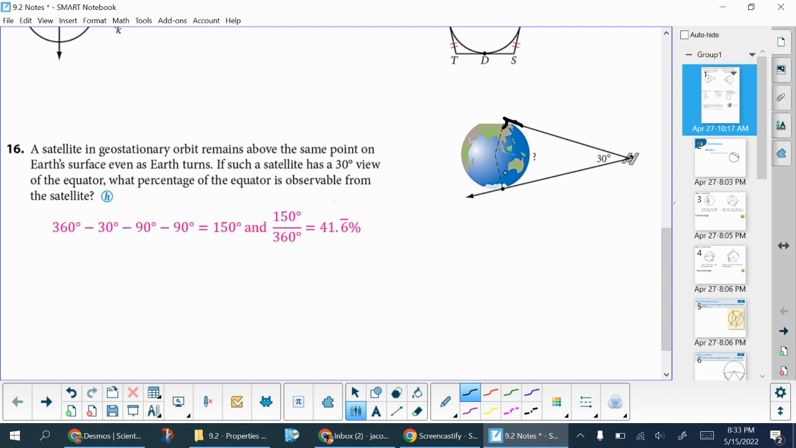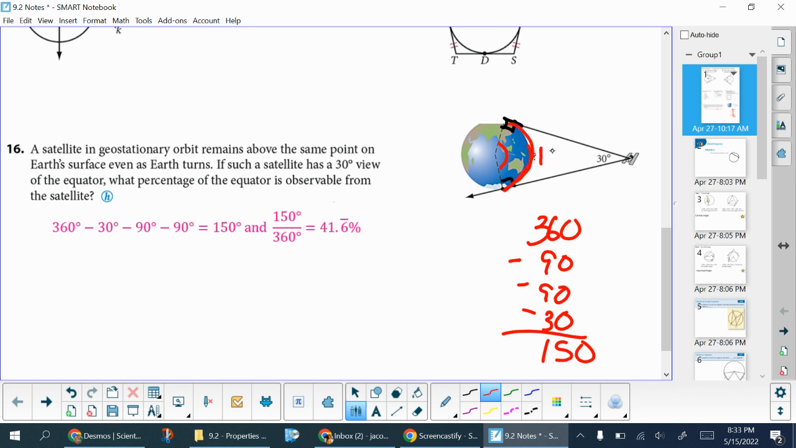If this is 30 degrees, remember we've got 90, 90, which means we can subtract from 360 because this is a kite. It's got four sides. So 360 minus 90 minus 90 minus 30 makes 150. And so that's this angle. This angle is 150, which also means that this arc measures 150.